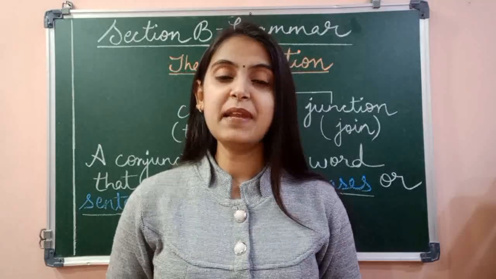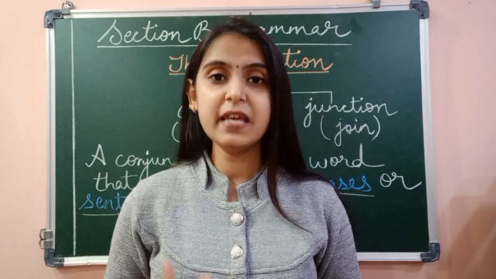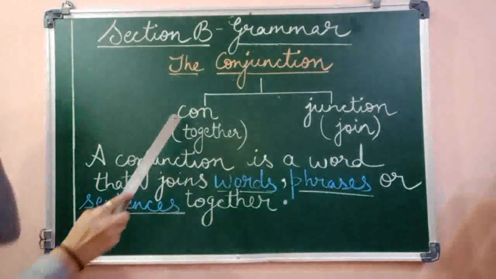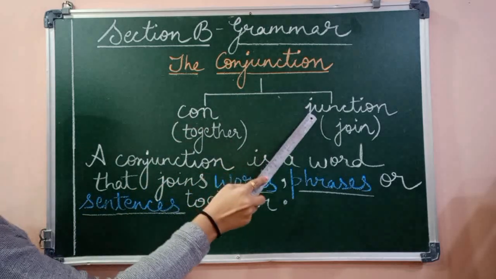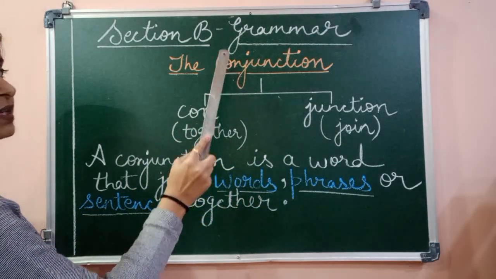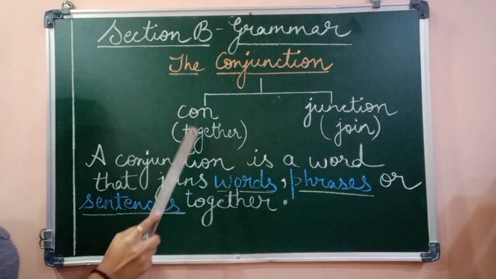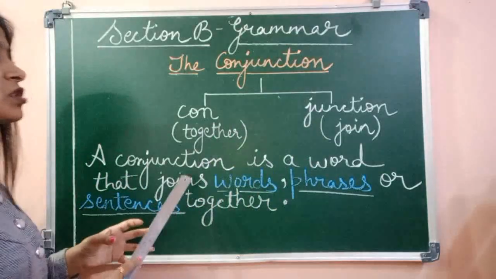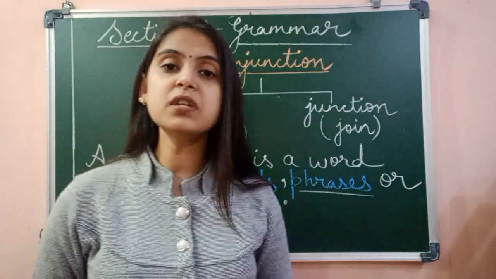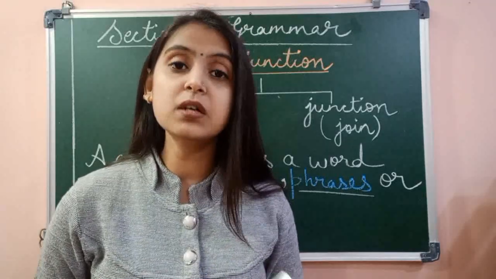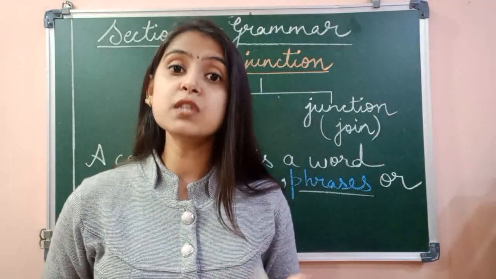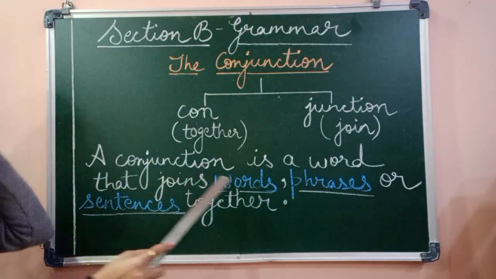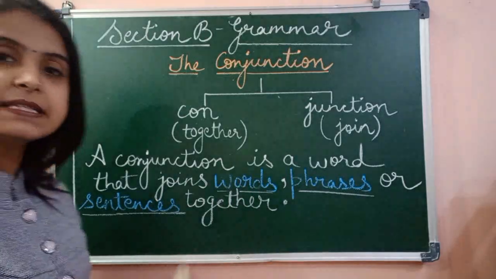So before I explain to you what conjunction actually is, I would like you to know that conjunction is made up of two words, con and junction. Right? You can see it is made up of two words, con and junction. Con means together and junction means join. Right? So it is clear from this that conjunction is a word that joins together something. Now that something is what? Right? So conjunction is a word that joins words, phrases or sentences together.